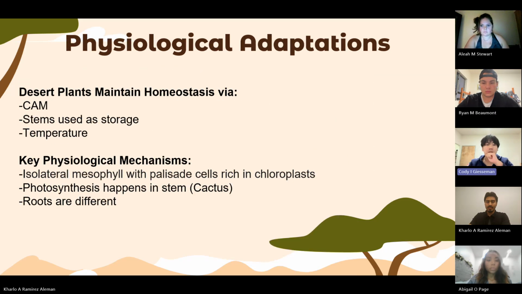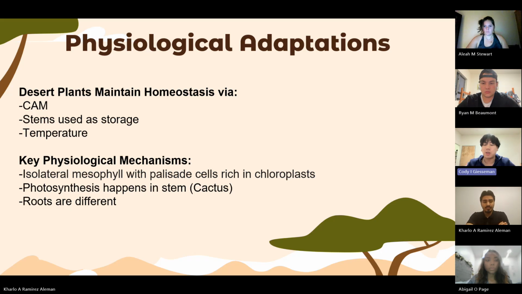Okay, so desert plants maintain homeostasis by using something called CAM, a type of photosynthesis, and they also use their stem for storage to help hold the little amount of water that they do get. And then they also maintain homeostasis by adapting to the weather. So going more in depth on what I just said, plants in the desert have palisade cells on both sides of the leaf, which would be known as an isolateral mesophyll.